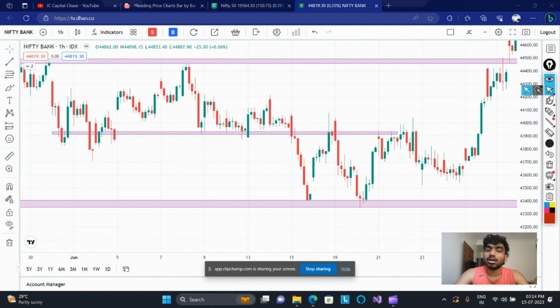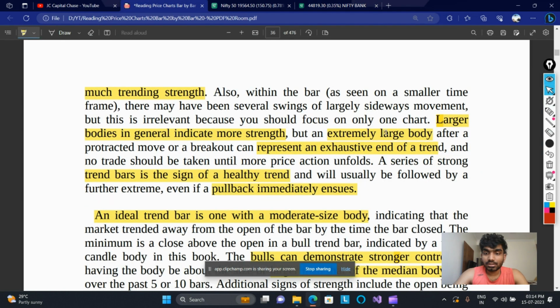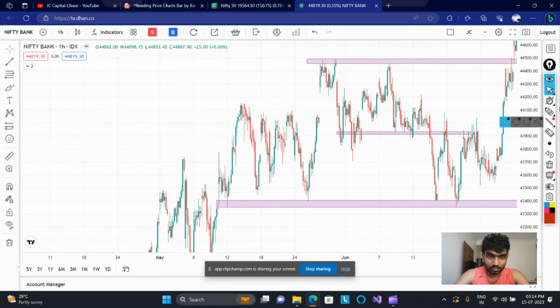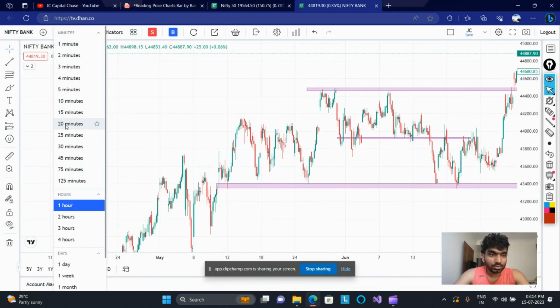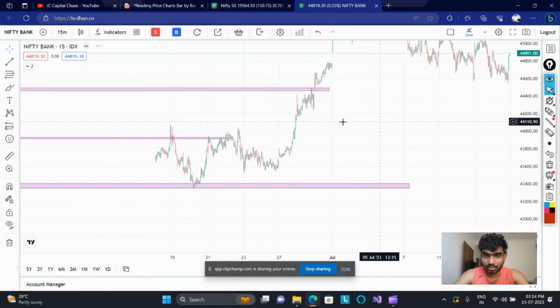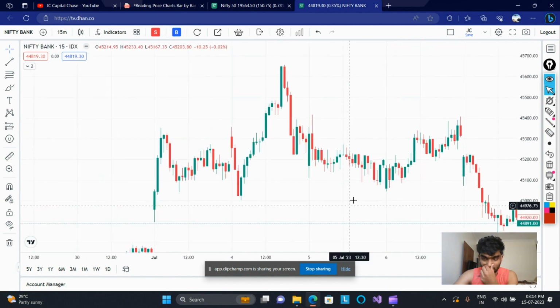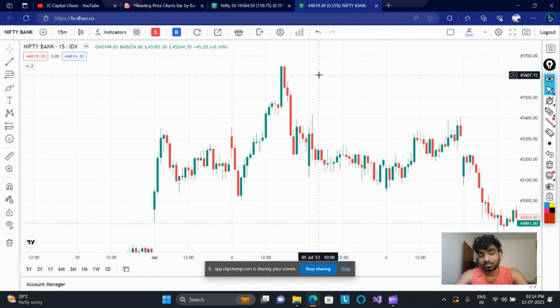In order for a trend to be effective, the bars forming should be moderate, above average in size. If there is an extremely large body, then that represents that the trend is about to fade away. So let's take a look at an example of that. If you go to the 15 minutes time frame, I'll show an example. When there's an extremely large candle, you have to be careful. It can mean that the market is going to reverse or the trend is fading away.